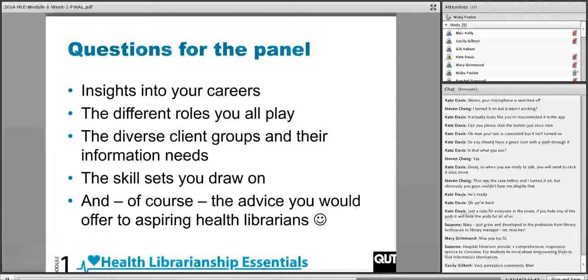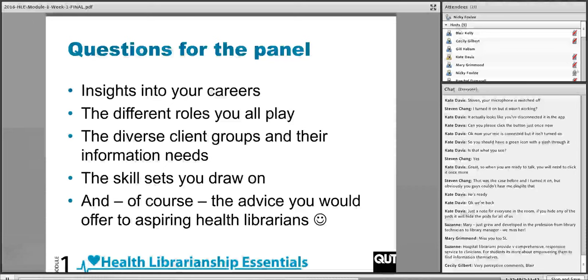But from the day-to-day types of things, I personally contribute to the library's strategic planning and policy development. I'm responsible for my team developing and carrying out our annual action plan, which is then developed from the Learning and Research Services operational plan, which is the group that we sit under.